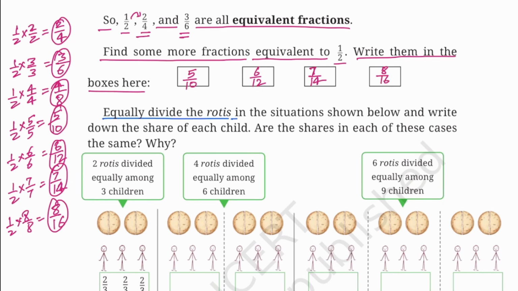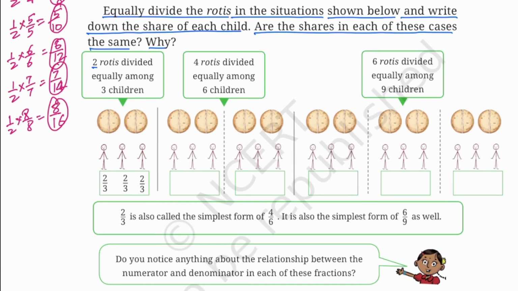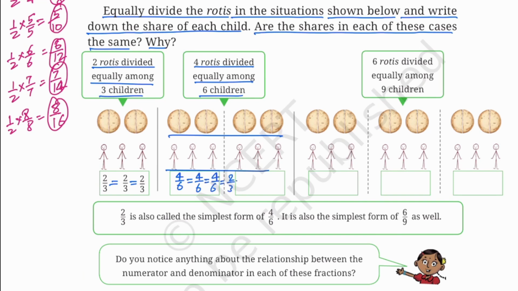Equally divide the rotis in the situations shown below and write down the share of each child. Are the shares of each of these cases the same? Why? Two rotis divided equally among 3 children. Share of each child is 2 upon 3. 4 rotis divided equally among 6 children. Share of each child is 4 upon 6, that is equal to 2 upon 3.